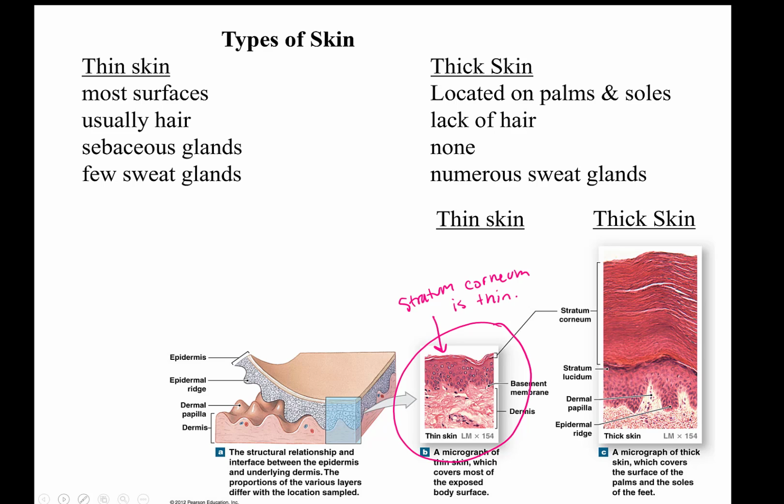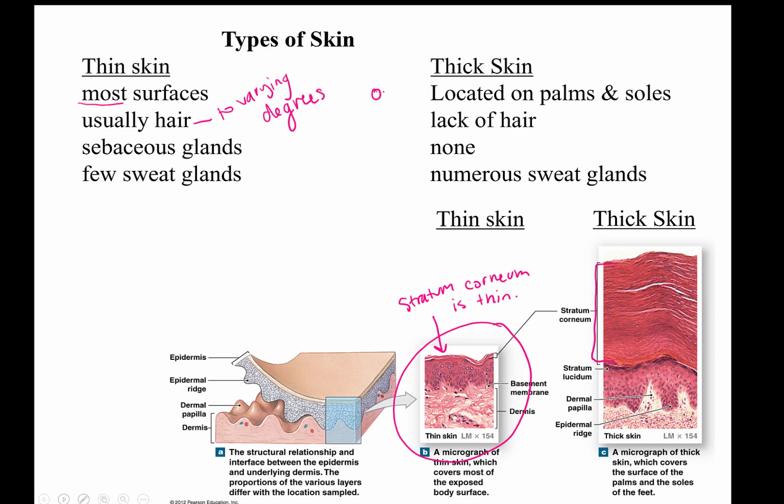Thick skin, by contrast, has a very thick stratum corneum, as you can see on the picture on the right. So the thin skin covers most of your surfaces, typically has hair, to varying degrees, right? Because you have lots of hair on your head, but less on other parts of your body. There are also sebaceous glands, which are oil glands that lubricate hairs, and they do have sweat glands, but just not very many compared with thick skin.